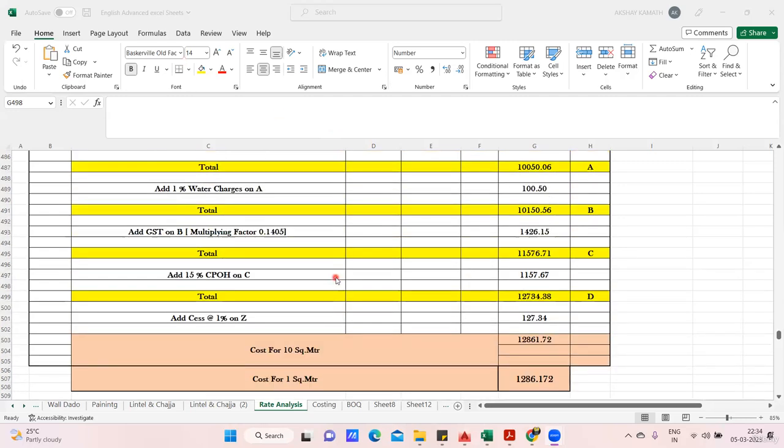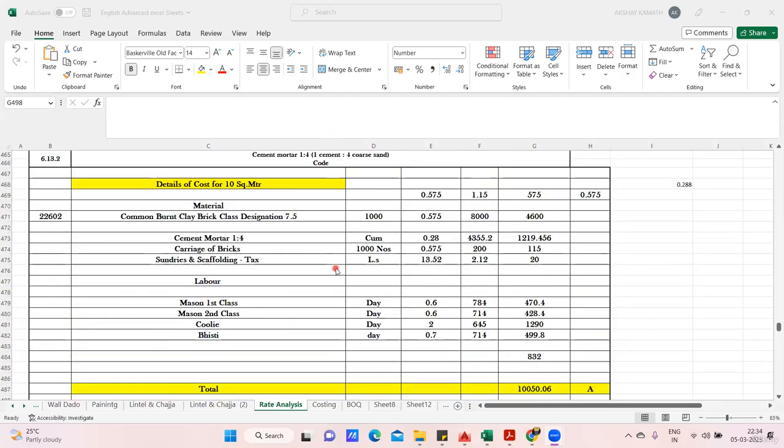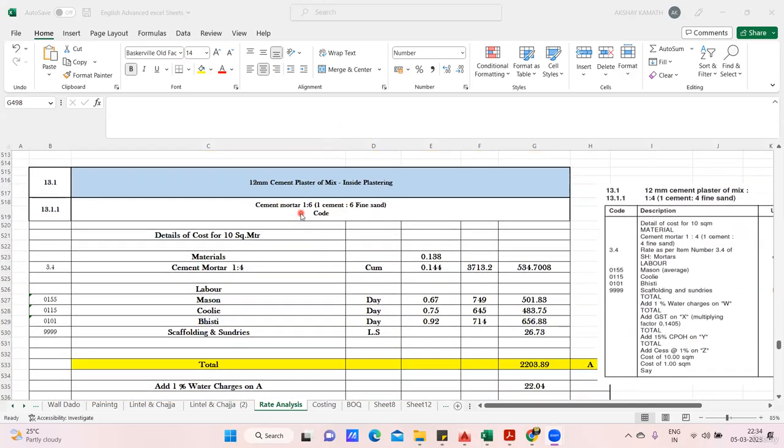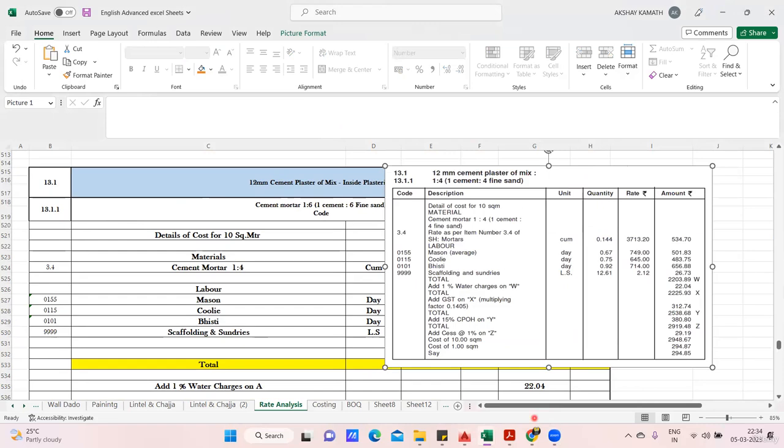In this lecture, we'll start with the plastering work. Up to the brick work, we have finished it off. So in the plastering, we have a 12 mm plastering, which is the inside plastering, and the clause is 13.1.1. I've taken the same thing here. It is there in the DSR.